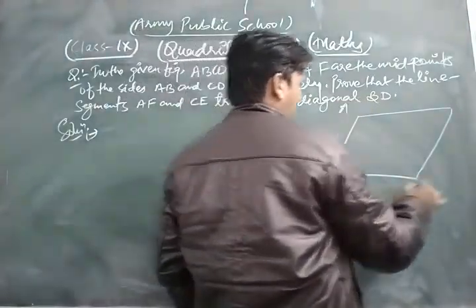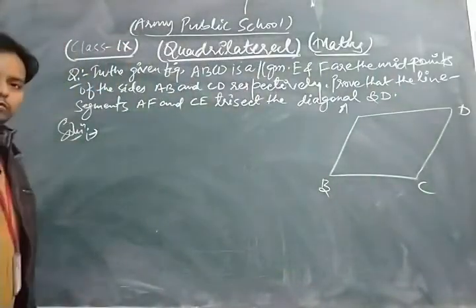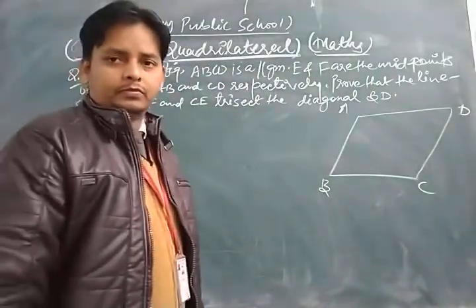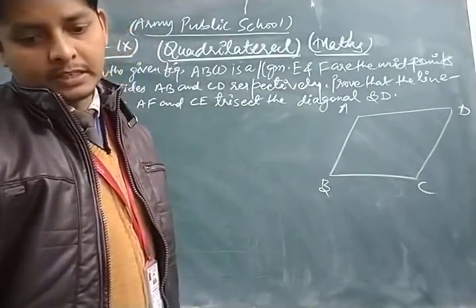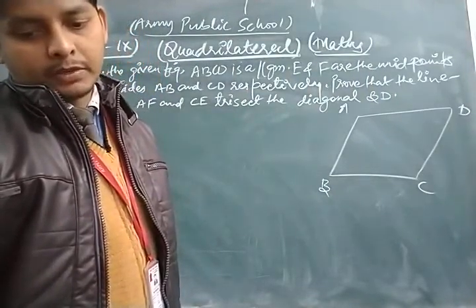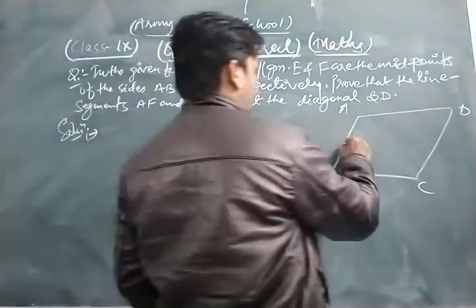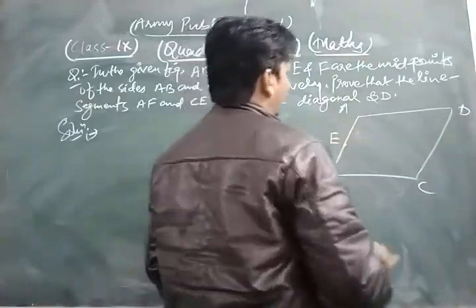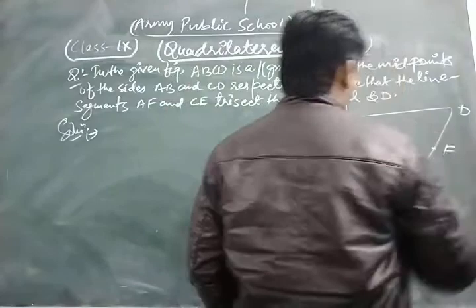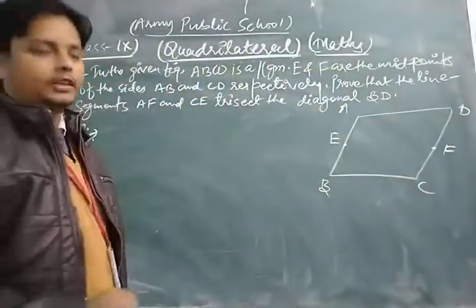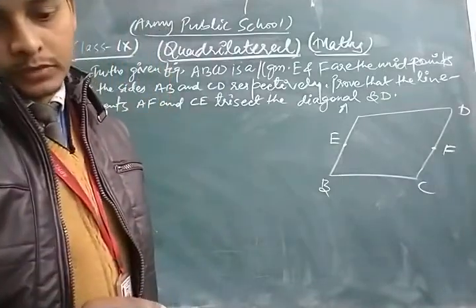ABCD is a parallelogram, which is given in our question. E and F are the midpoints of sides AB and CD respectively, according to the question.